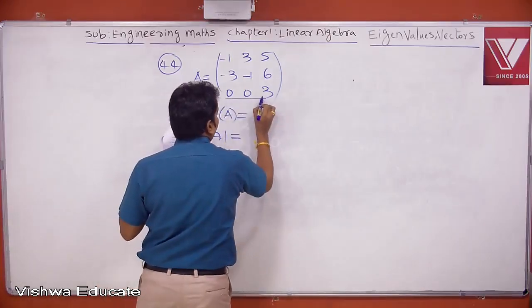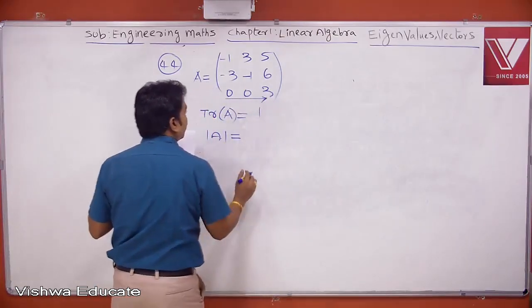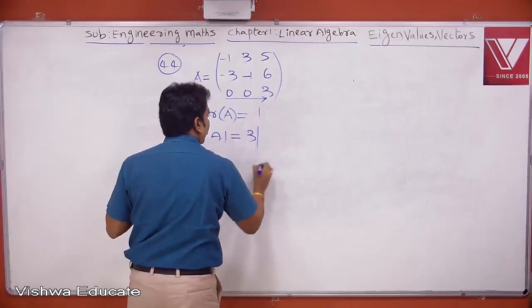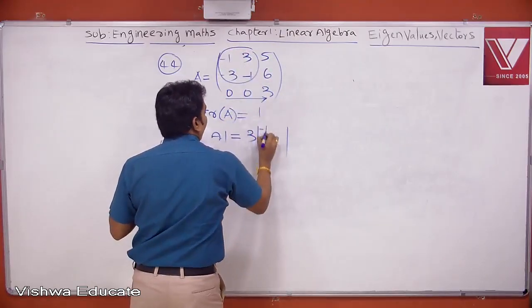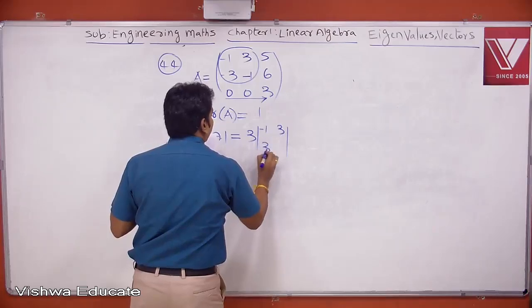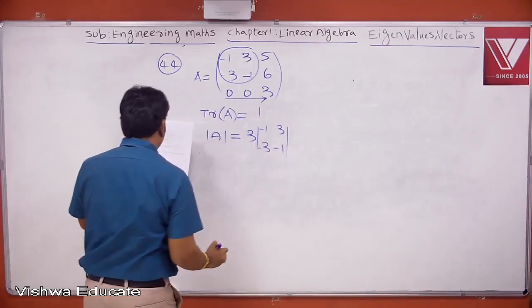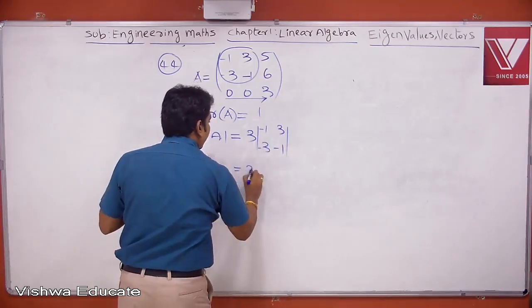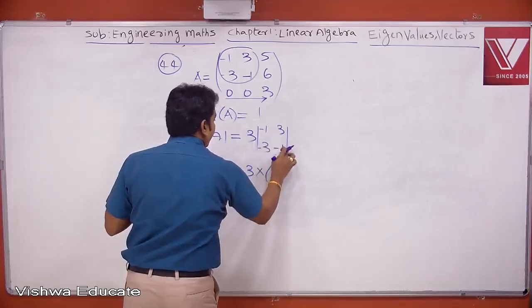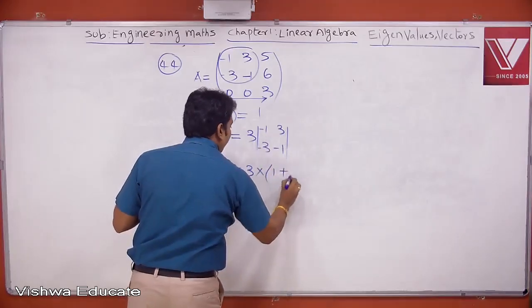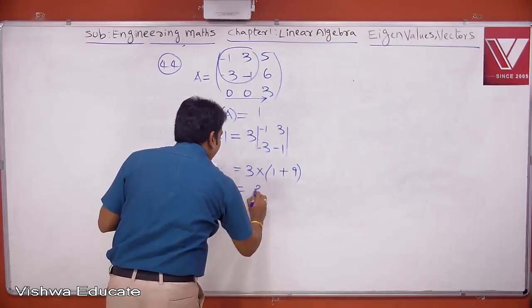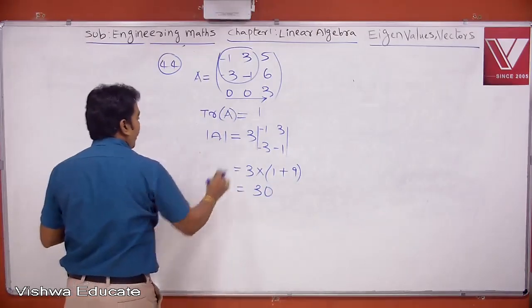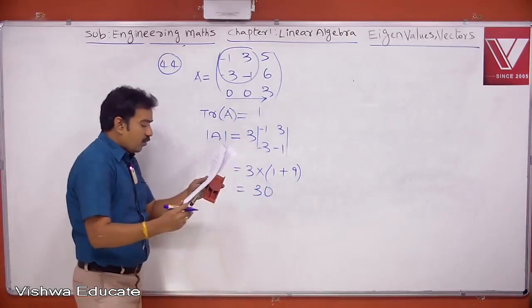Now let us find the determinant of this matrix. Expand using the last row because the last row contains a majority of zeros. So this is 3 times the determinant of this 2 by 2 submatrix, minus 1, 3, minus 3, minus 1. Therefore this is 3 times (minus 1 into minus 1, which is 1, plus 9), so this is 30. So trace is 1 and determinant is 30. Now let us go through the options.